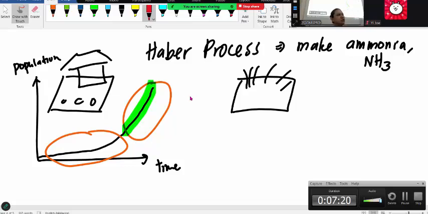You can have better machinery to plant crops. Crops means food that you plant. So you can have better machinery to dig faster. But the most important thing is the soil must be fertile.